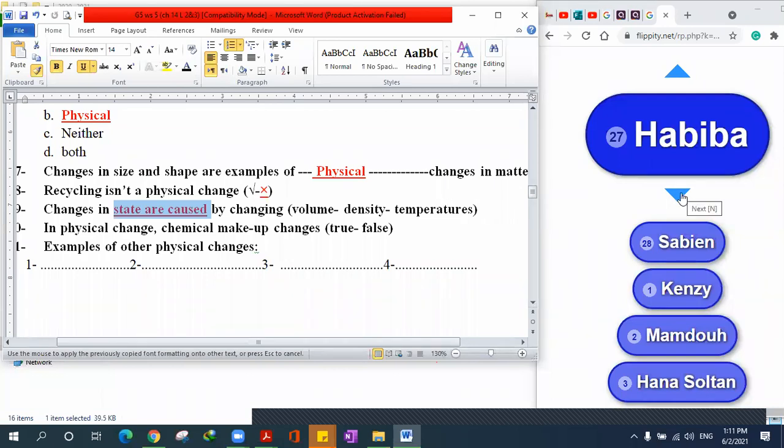All of you can answer this. It's gonna be temperature because we don't have enough time. We have less than 1 minute. In physical change, chemical makeup changes. It's false. Of course, the chemical formula of the substance is still the same. H2O will stay H2O in a physical change. Examples of physical changes: cutting, shredding, melting, boiling. So we have different examples.